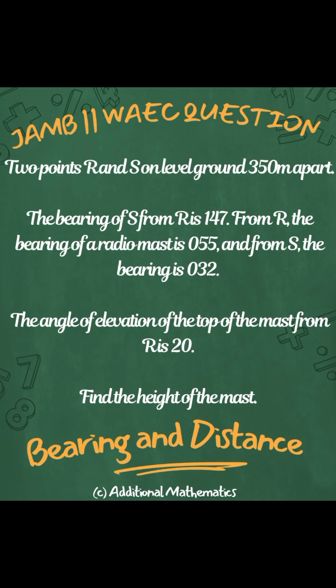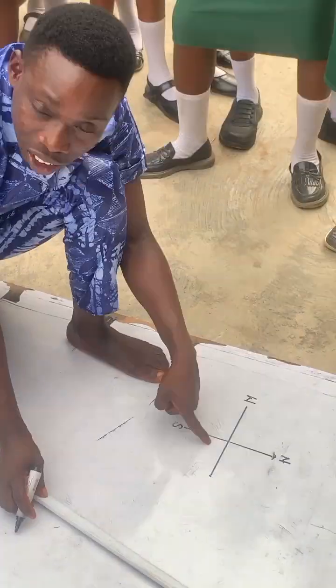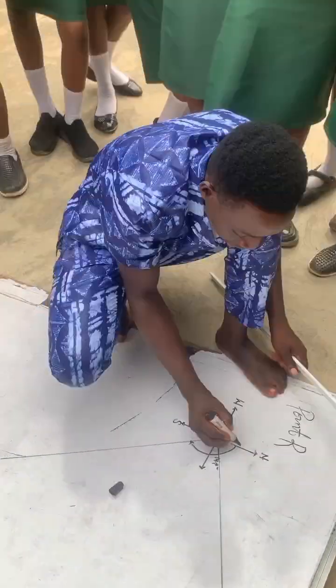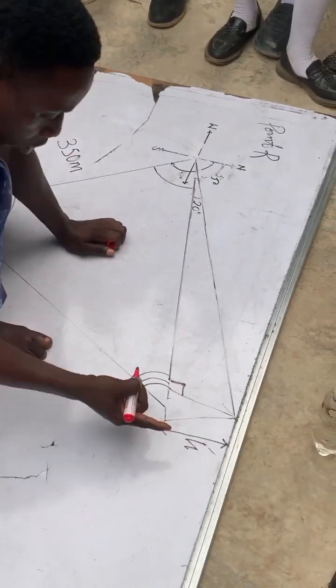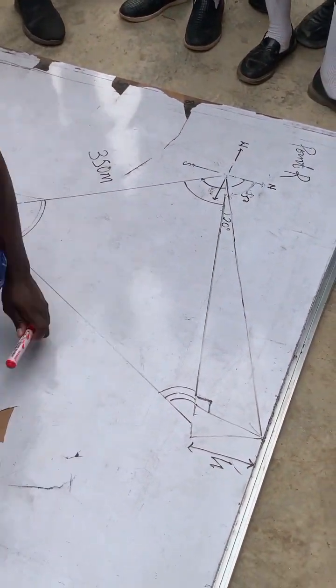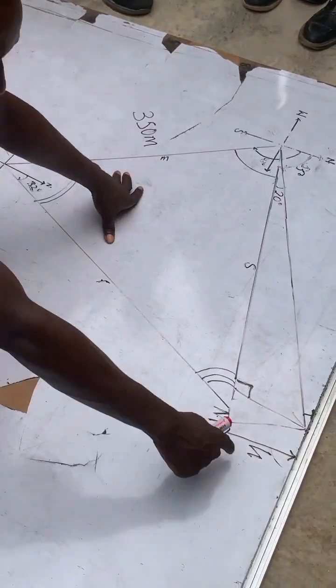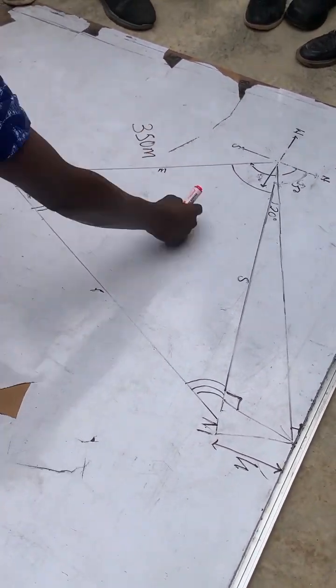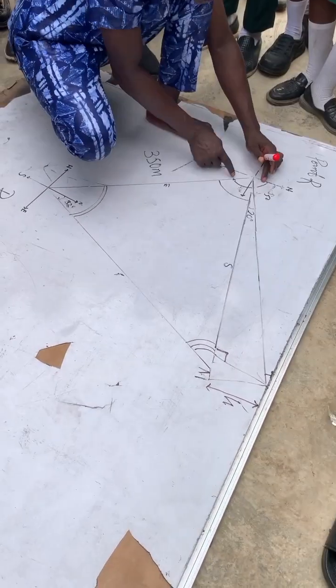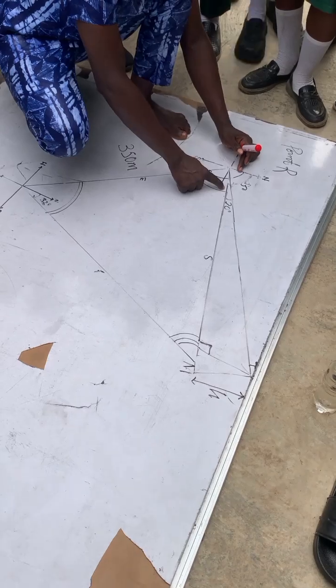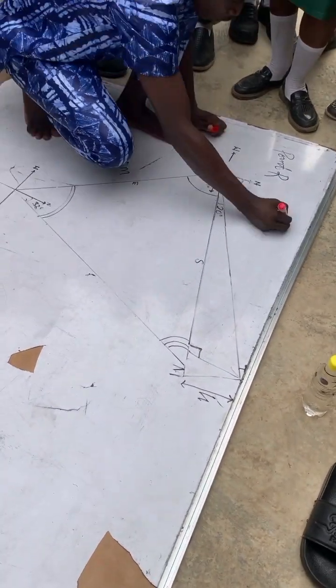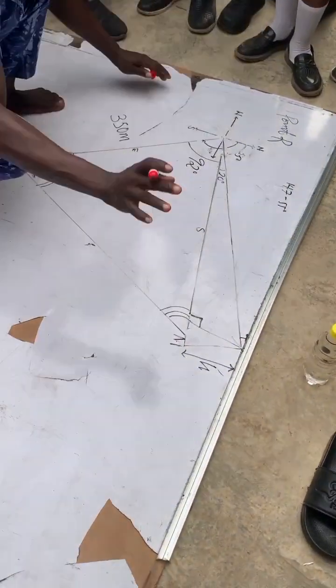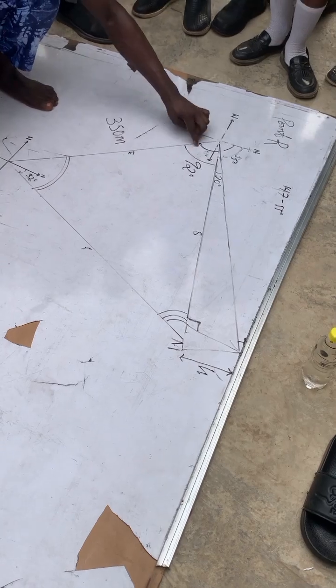So one of my students brought this question on bearing and distance to school early this week. So I called an SS2 student and an SS3 student so that we can all solve it together. This is the process whereby we are trying to interpret the question into a diagram so that we can get our angles and the sides of the triangles before we start the proper solution.